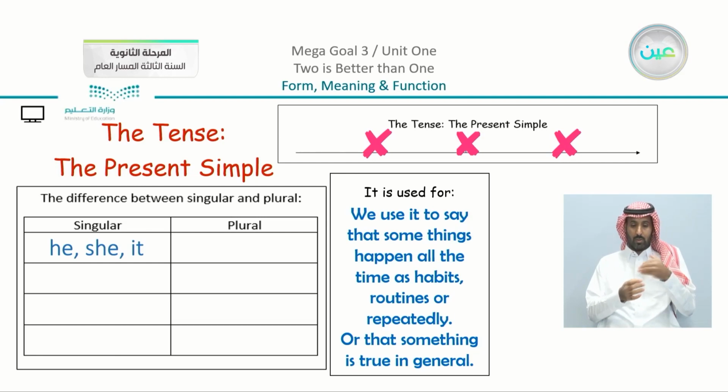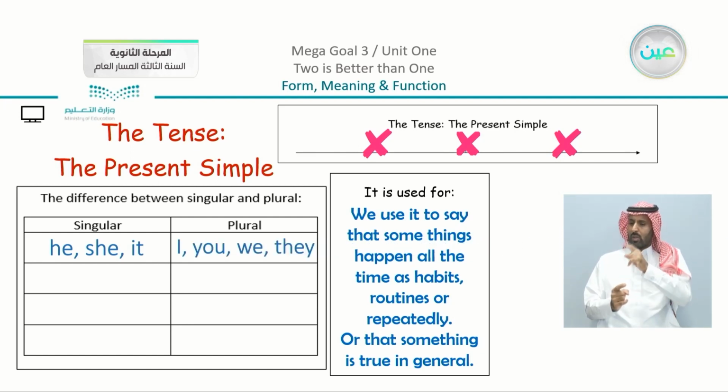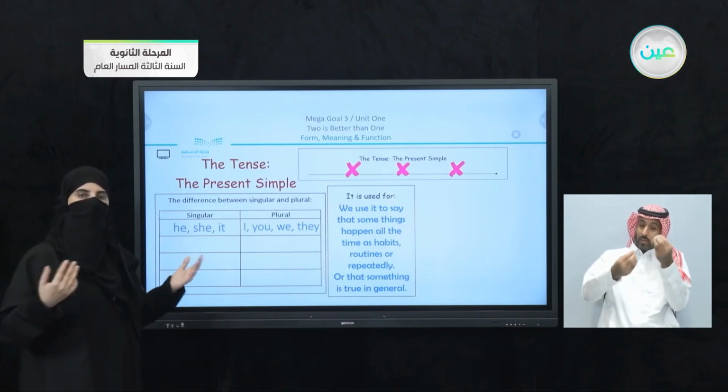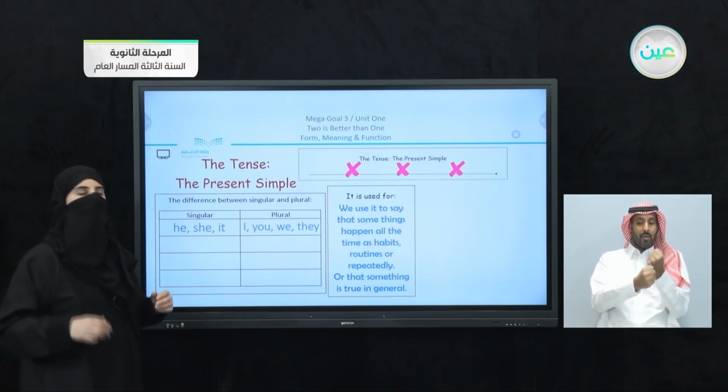Now we have the table divided between singular and plural. I started with the singular. You can see that we have the pronouns he, she, or it, which can be a name. As for plurals, we use I, you, we, and they. We're going to see the difference. What is the difference? We have the present simple, but I'm going to just differentiate between the singular and the plural.